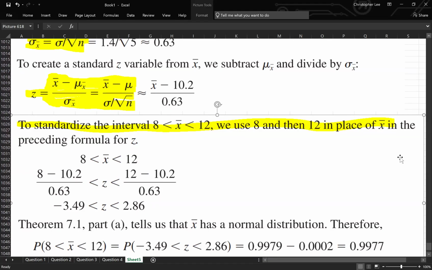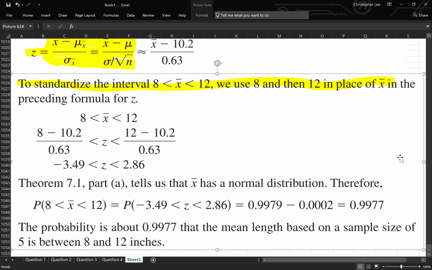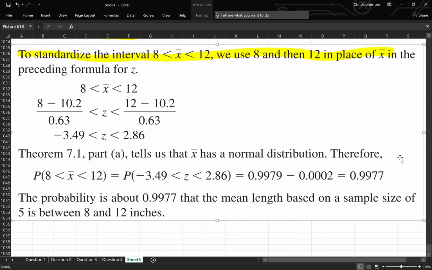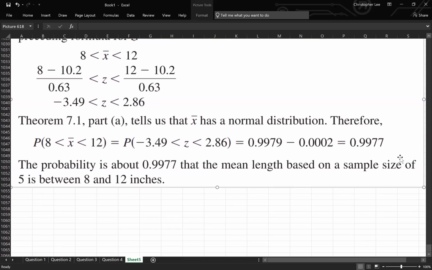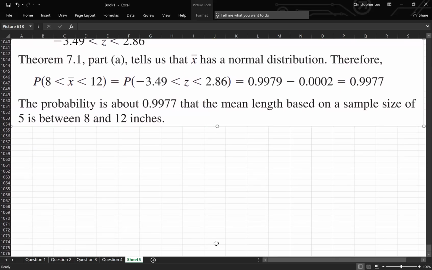Remember, the 0.63 is the sigma divided by the square root of n. It's not the original sigma given to us in the question, right? We have to change the sigma. That's going to give us negative 3.49 less than z less than 2.86. After that, you're just going to look it up in the table, subtract the big probability from the little probability, and it gives us our answer. The probability is about 0.997 that the mean length based on the sample size of 5 will be between 8 and 12 inches. Okay, so now let's talk about how to do this in the calculator.